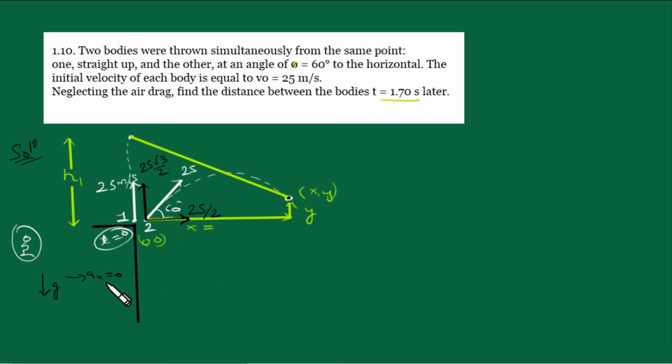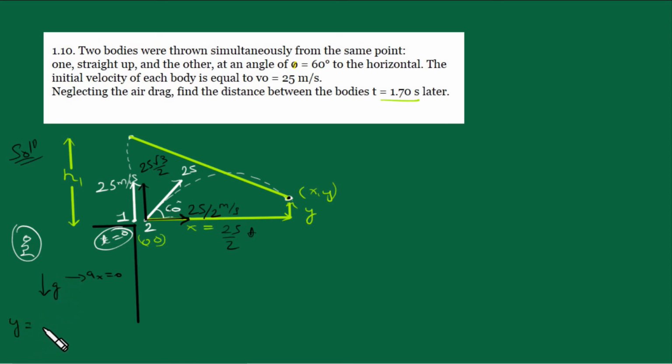So as there is no acceleration in x direction, the component of velocity in horizontal direction will not change, and simply the horizontal displacement will happen with the velocity 25 by 2 meter per second. So I will write x, the horizontal displacement of particle 2 will be 25 by 2 into t simply. And for calculating y, we know that because there is constant acceleration, and we know which equation to use.